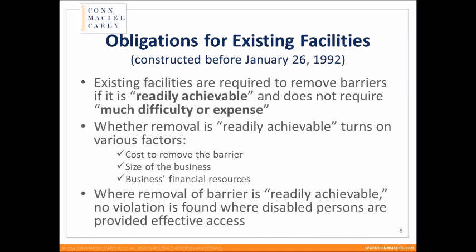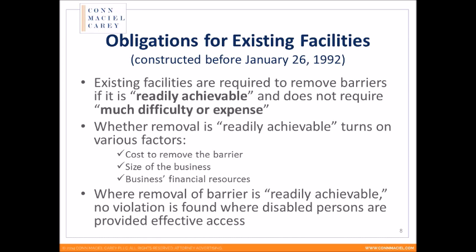So it's really a fact-driven determination as to whether a certain element is readily achievable or not. If a removal of a barrier is readily achievable, then there's no violation, even if that disabled individual is provided effective access. So that's the other question you want to ask yourself: has that person really been discriminated against, or has a barrier to access been put in place where they are unable to access a certain amenity? If they are able to access, the ADA will not be implicated.